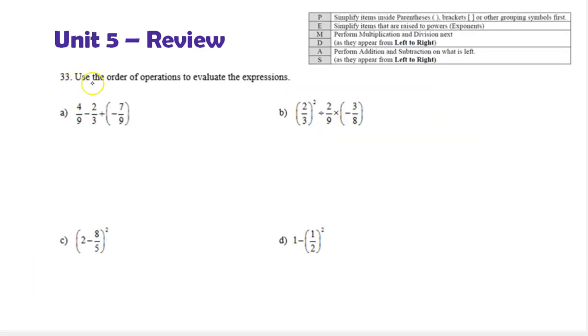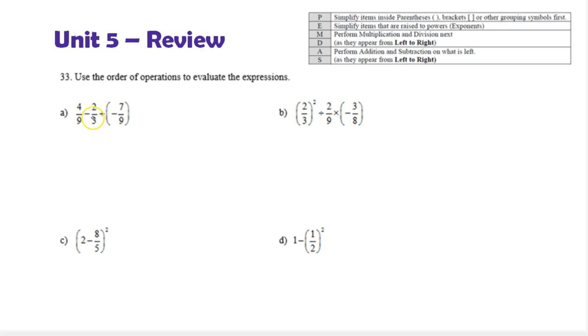Question 33, use the order of operations to evaluate the expressions. So now we have fractional expressions. We want to use the order of operations. The order of operations apply no matter what type of numbers you're using. We've used this on integers and whole numbers, and the same rules apply.